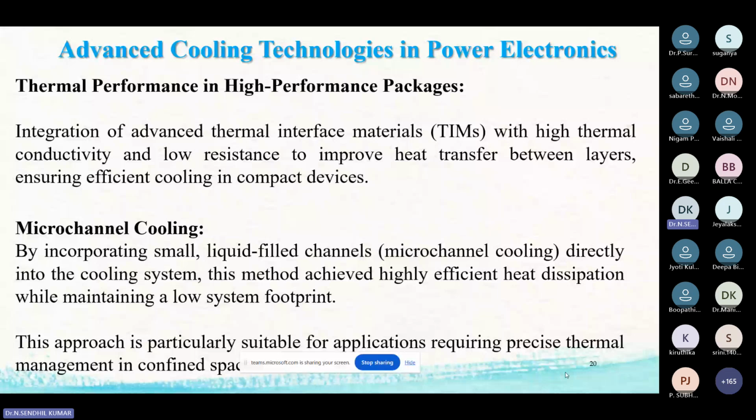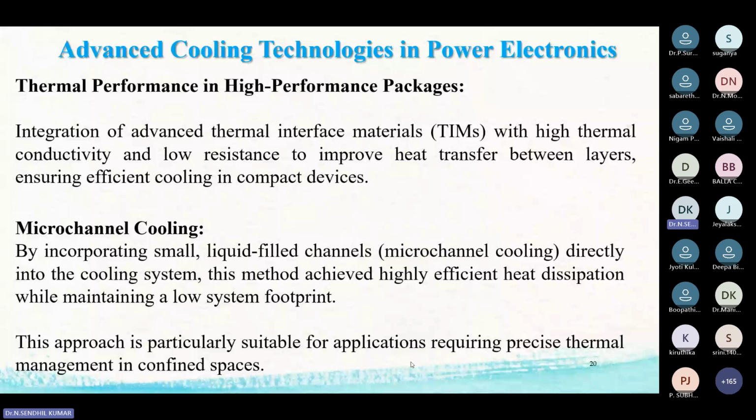Even if it is a compact device where the surface area is very small, you have to take care of that. And then micro channel cooling. This is another advanced cooling. Micro channel means the channel is a small, micro type. You have to admit the fluid to flow through this micro channel so that it will take the heat. Whatever heat is available in the power electronics system, it will take the heat, and while coming back it will dissipate it to other places.